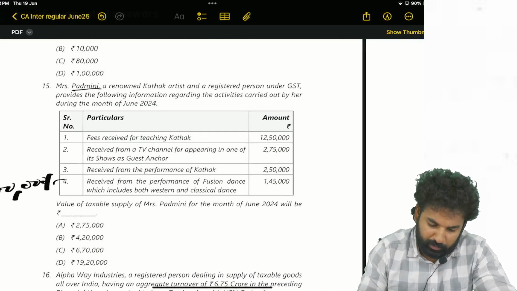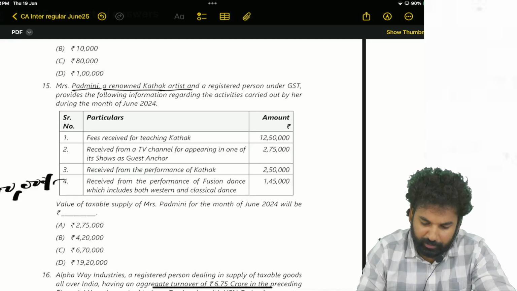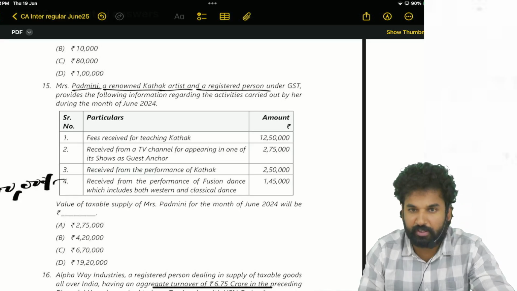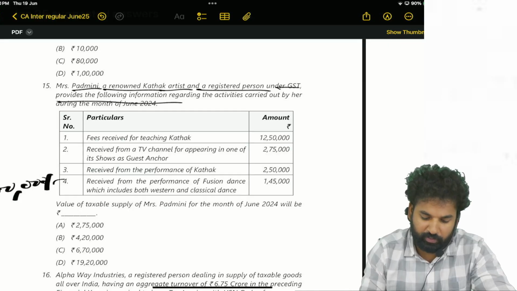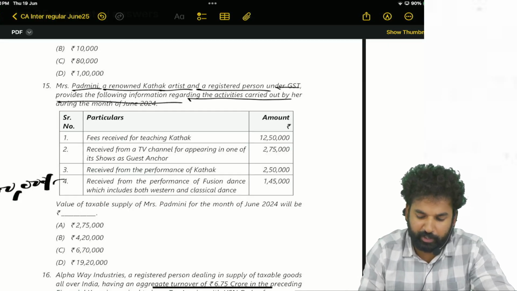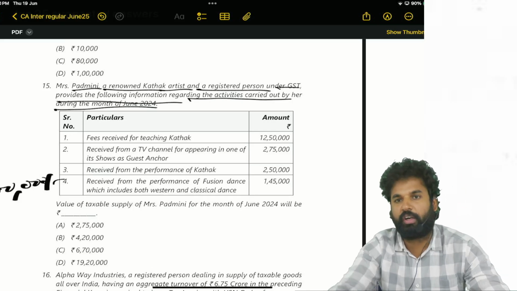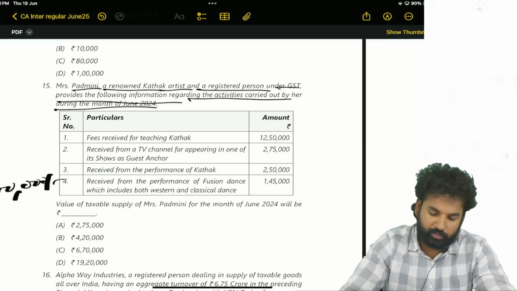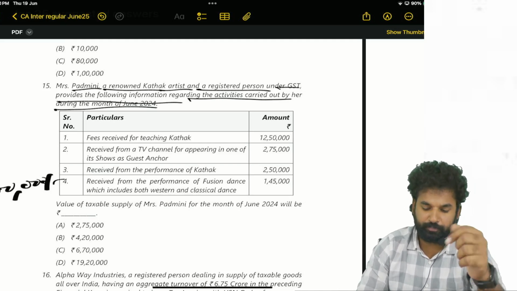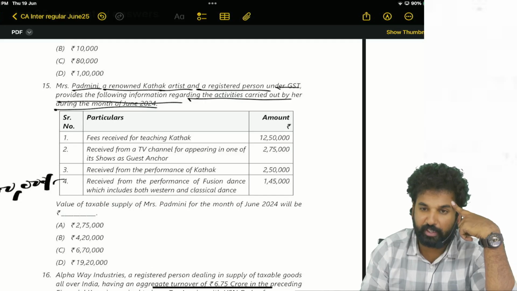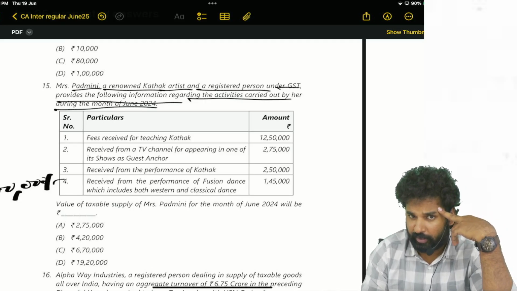Padmini, Mrs. Padmini, a renowned Kathak artist and a registered person under GST, provides the following information regarding the activities carried out by her during the month of June 24. Fees received for teaching Kathak, 12 lakh 50,000. Taxable or exempt? Exempt? How?